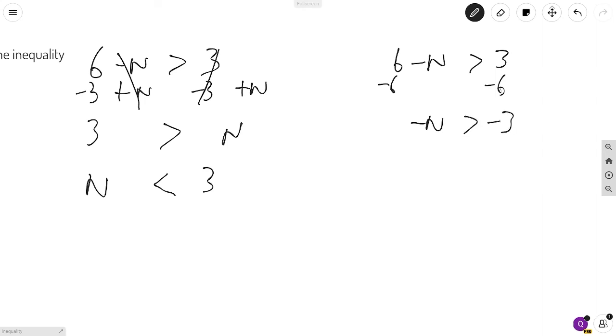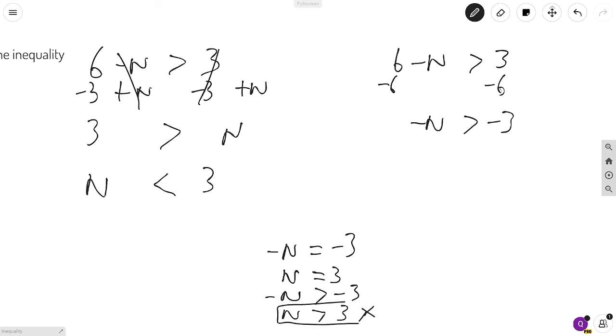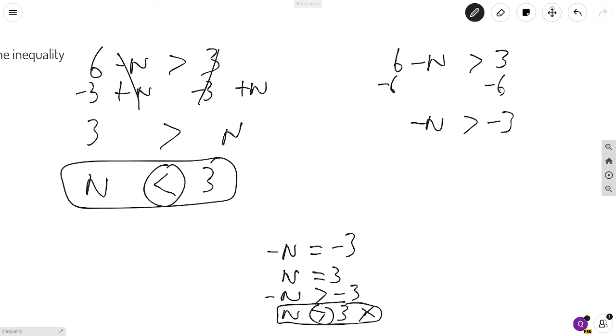So far that's all fine. The problem is if we assume like negative n is equal to negative 3, we can say that n is equal to 3. If we assume in the same way that if negative n is greater than negative 3, that n is greater than 3, that's actually incorrect. If you compare this with the correct answer, you can see that the inequality sign is actually reversed.